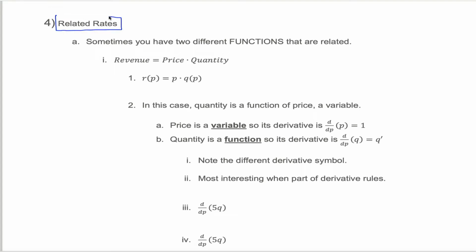What's the idea with related rates? Well, as the name kind of implies, sometimes you have two different functions that are related to one another. So typically you think about a function as the result of a variable. My variable is time, and my function is the height of a rock that I throw up in the air as a function of time. It goes up, it comes back down.